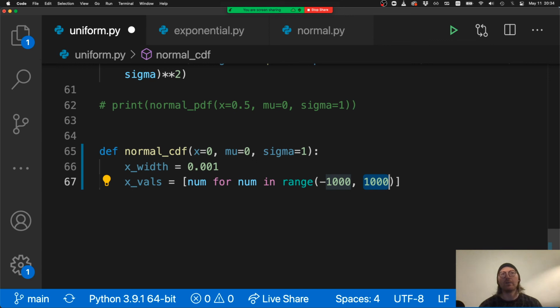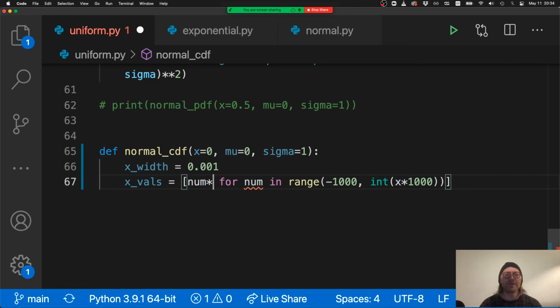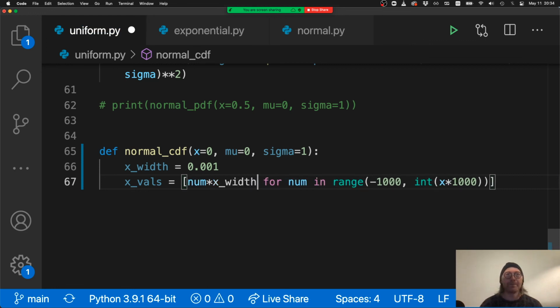And we're thinking about, how do I say this? We're thinking about this value num. So I'm going to build from here. I'm going to say x times 1,000. And x can have a decimal value, so I need to cast this to an int. And this is the range of x values that I'm considering. And what I'm going to do here is say num times x width. And now I've got a range of x values to work with relative to the input of x.